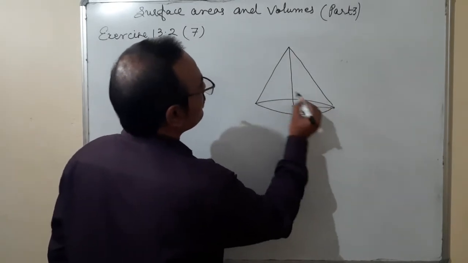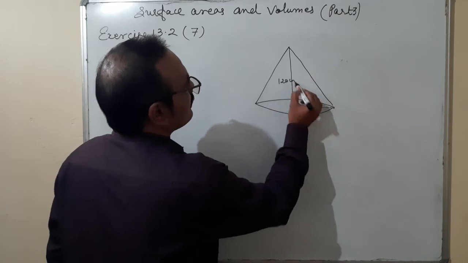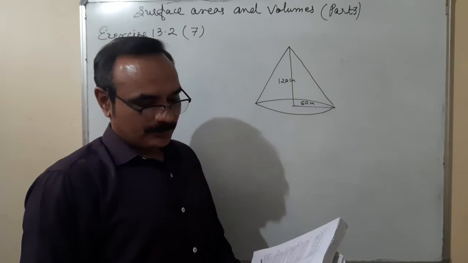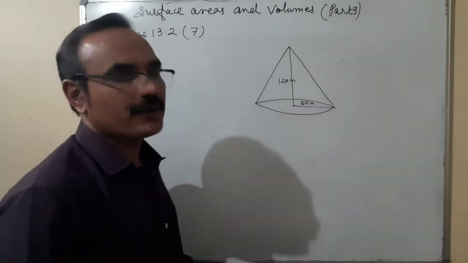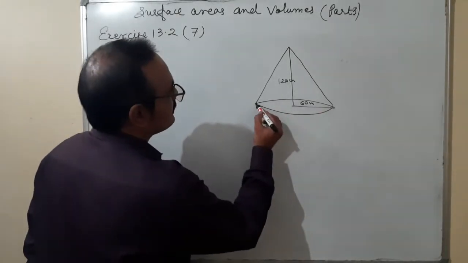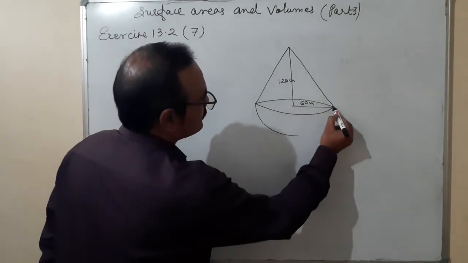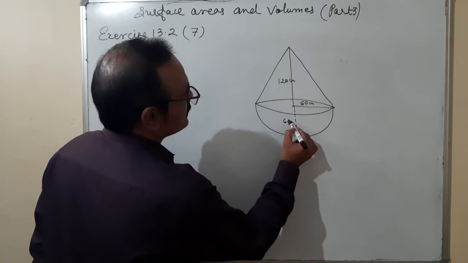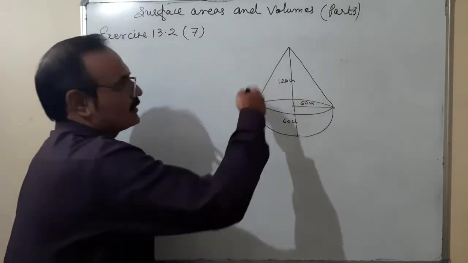Height 120, radius 60 centimeter. A cone standing on a hemisphere of radius 60 centimeter. Same radius, standing on a hemisphere, like that. Okay, so also 60. So this is a solid.